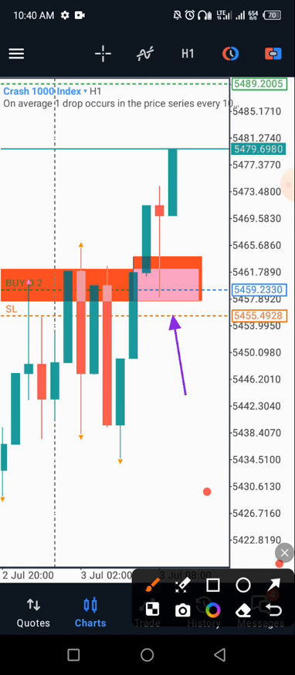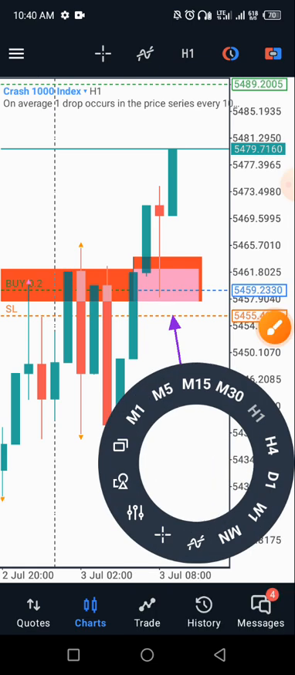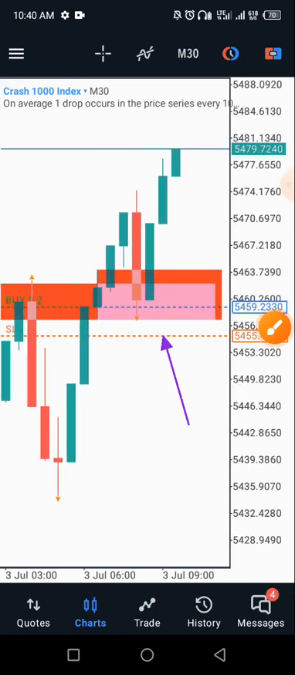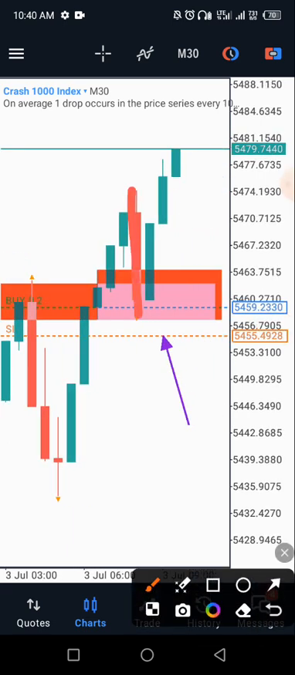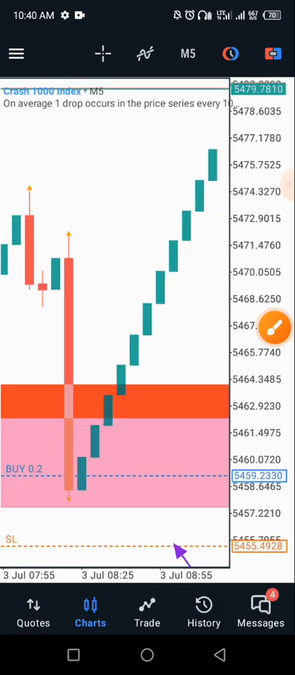But if we go to the 30 minutes time frame, let us see. On the 30 minutes time frame we can see how price retraced downwards. And then if we go to the 5 minutes time frame, we are going to see something that will help us to enter the trade accurately.